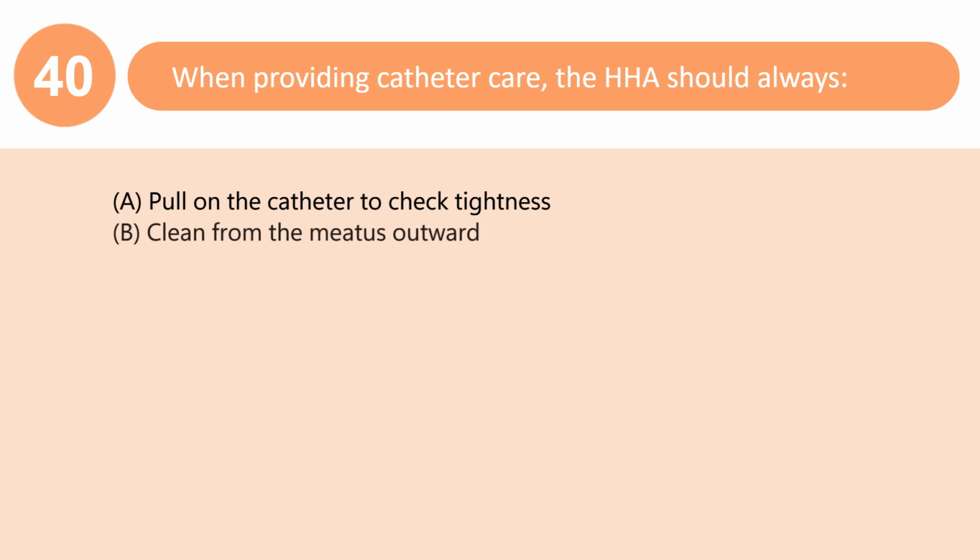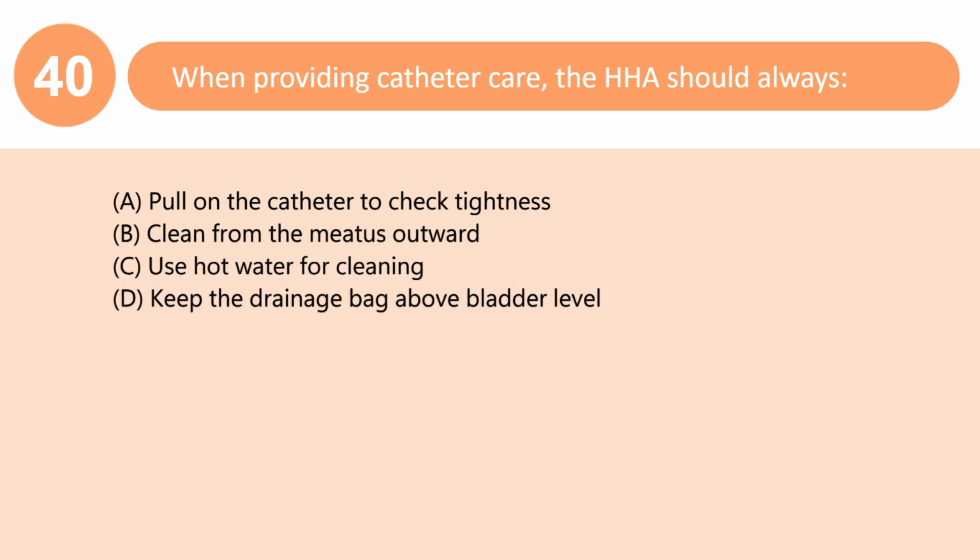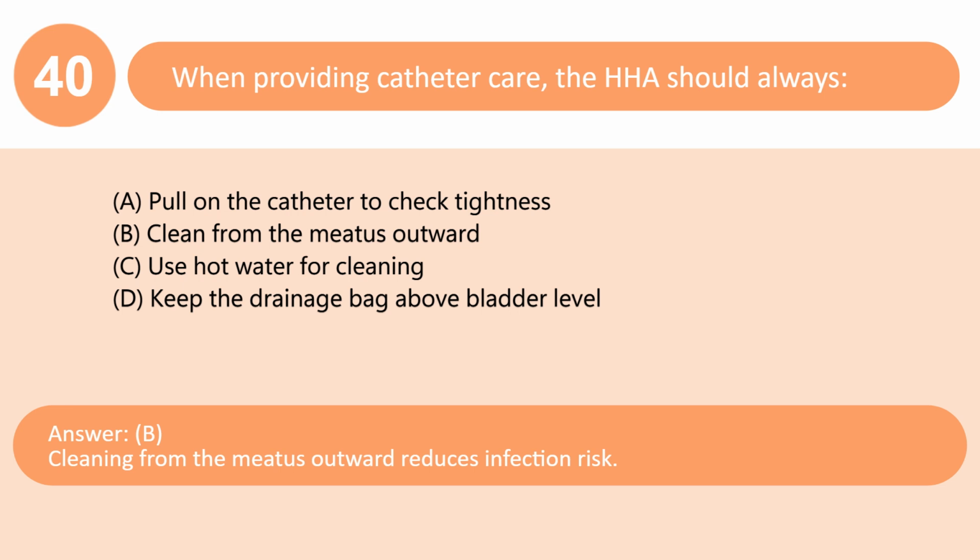When providing catheter care, the HHA should always: A. Pull on the catheter to check tightness. B. Clean from the meatus outward. C. Use hot water for cleaning. D. Keep the drainage bag above bladder level. Answer B. Cleaning from the meatus outward reduces infection risk.